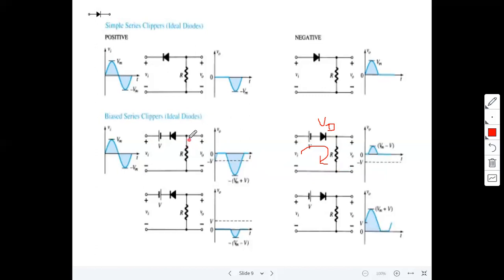Remember this one. Why? Because the output is taken across this resistor, the parallel resistor, right? When the diode is on, then only current flows through the resistor, and only then does there exist an output. When the diode is off, in all remaining cases, current is equal to 0 and output is equal to 0.